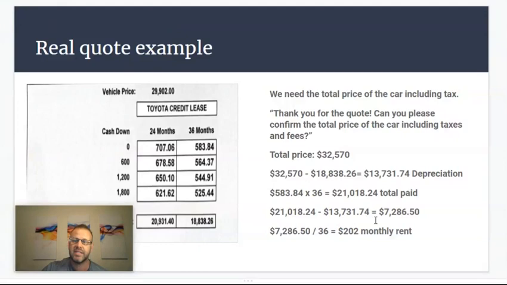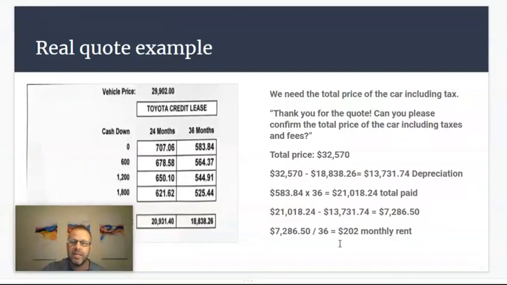And just like the previous example, you're getting a total rent charge of $7,286.50. So we go one step further, $7,286 divided by 36 months on the lease, and that gives us a total monthly rent of $202 per month that the bank wants. So this bank too wants $7,200 for you to drive this car.